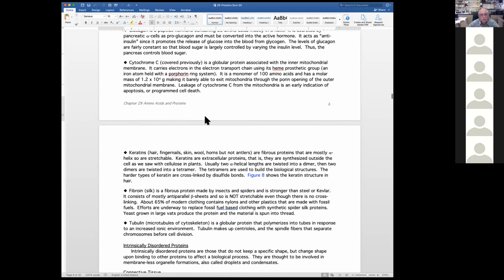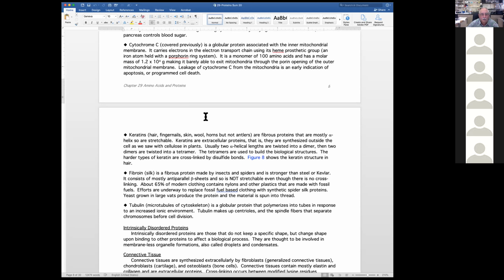So cytochrome C we talked about before. It carries electrons in the electron transport chain using a heme prosthetic group. It's about 100 amino acids long. It's a monomer, with a mass of about 12,000, making it barely able to exit the mitochondria through the porin opening in the outer mitochondrial membrane.